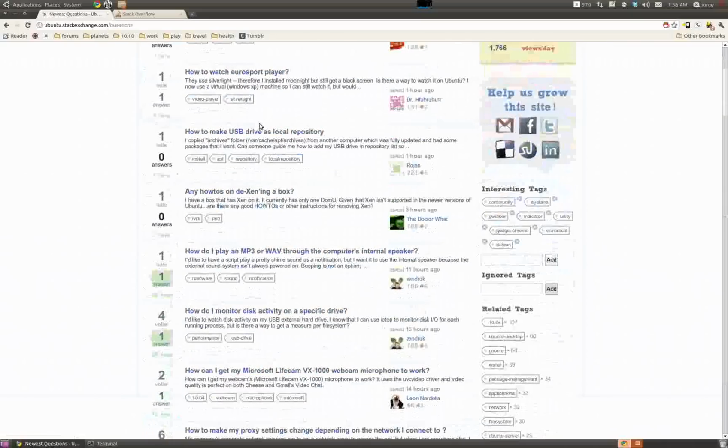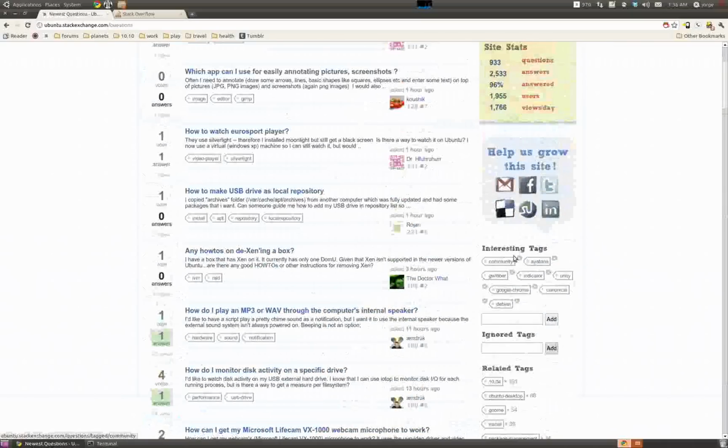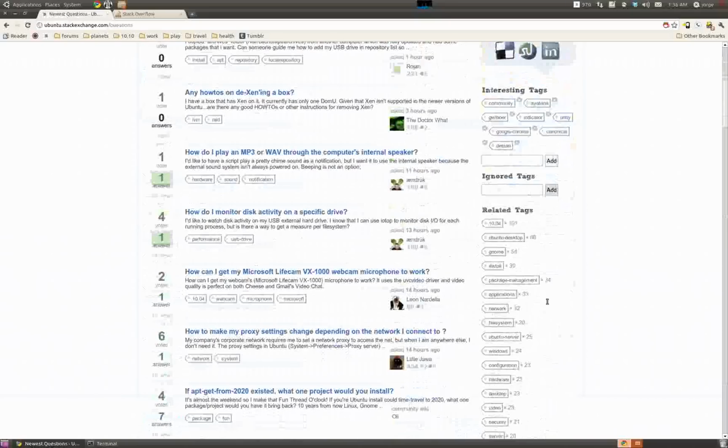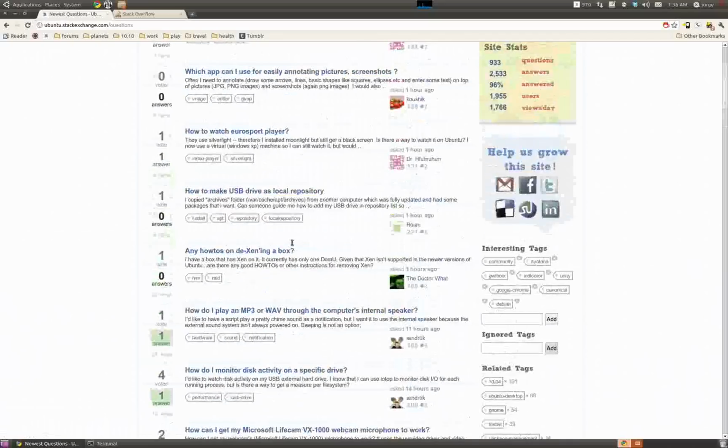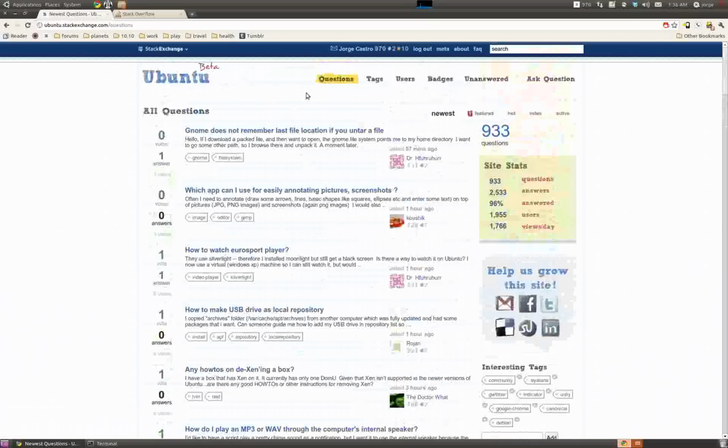There's currently four of them, and you can highlight interesting tags that are important to you or ignore tags that you don't really care about. So most of the popular tags are specific versions or things like that. So that's pretty handy there. You can also talk about the site on the meta site, which I'll get to in a second. But there's also links to the FAQ.